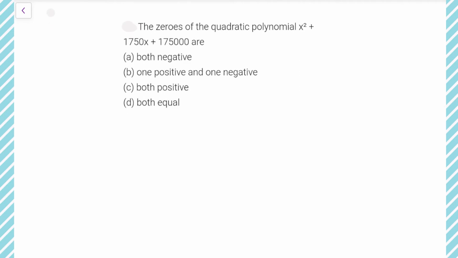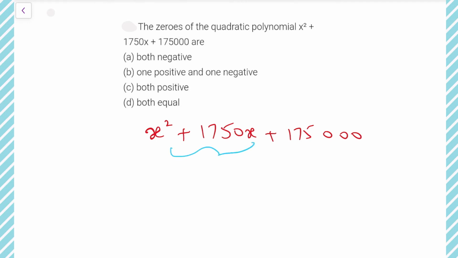Observe this clearly. In this he is not asking which are the zeros, just he is asking about the nature, whether both are positive or both are negative, or one is positive and one is negative. That's it. 1,75,000. Now if we split this middle term into two terms, compulsory those two numbers should be positive only. So here if it is positive means our zero will be negative. So both are negatives.